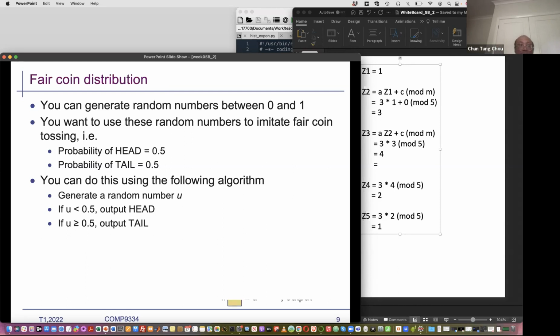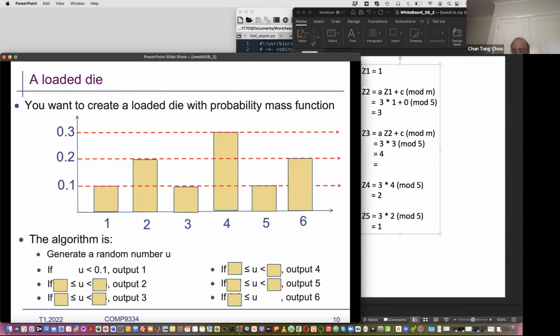Now you know how to imitate a fair coin toss. We make the problem a bit more complicated. We want to see how we can imitate a loaded die. We want to create a loaded die with this probability mass function. We want a die that has 6 faces, from 1 to 6. The probability of getting 1 is 0.1, the probability of getting 2 is 0.2, the probability of getting 3 is 0.1, and so on.